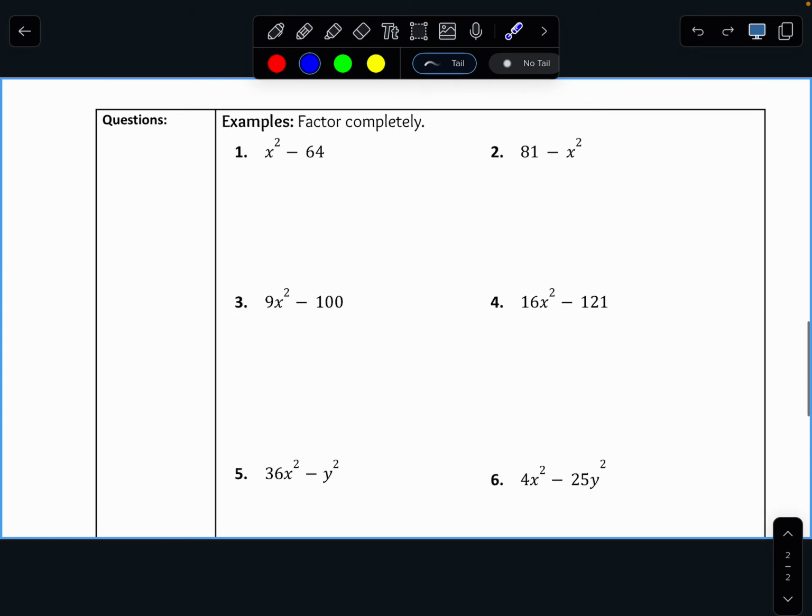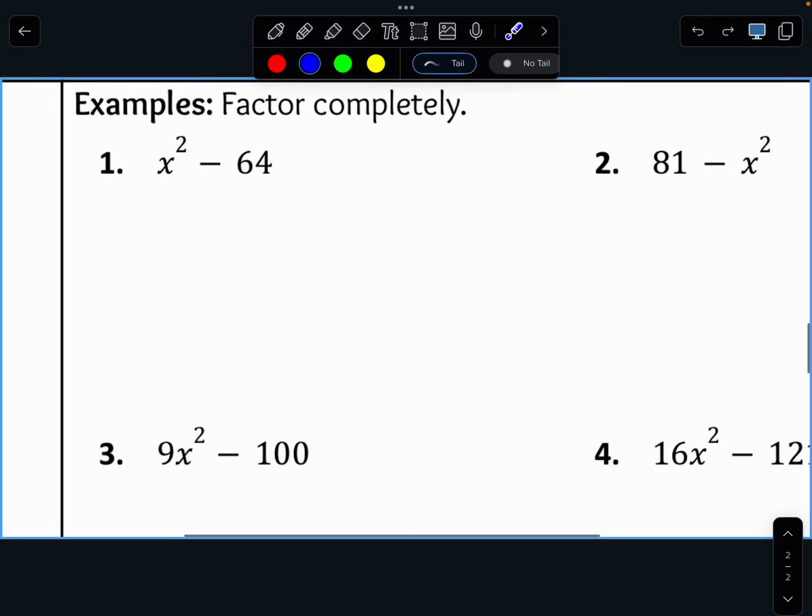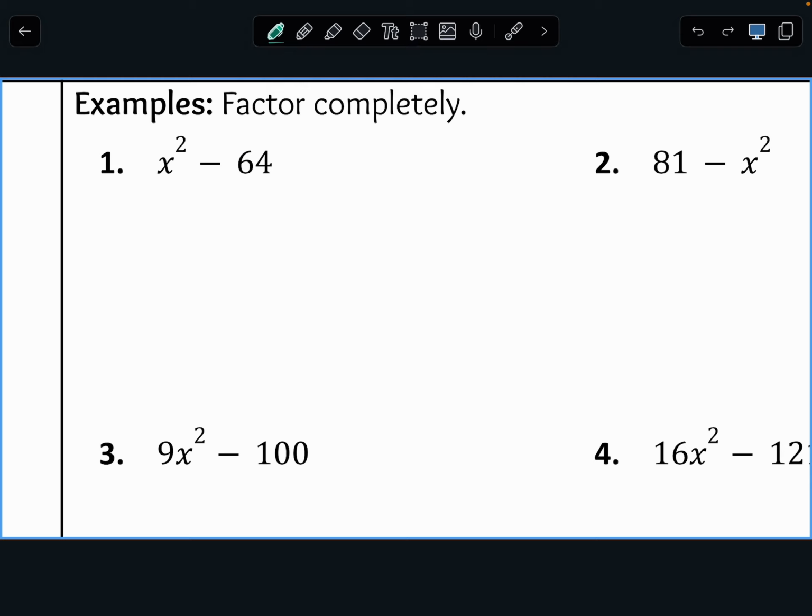All right, so let's look at this first one. First, we make sure they're both squares. This is a square, obviously. Is 64, are there two numbers that multiply, or is there a number that multiplies by itself to be 64? 8. So we take the square root of both. And so this is just the steps. We're going to do this every time, but we're going to do it for a little bit. So the square root of x squared and the square root of 64. So I get x and 8.